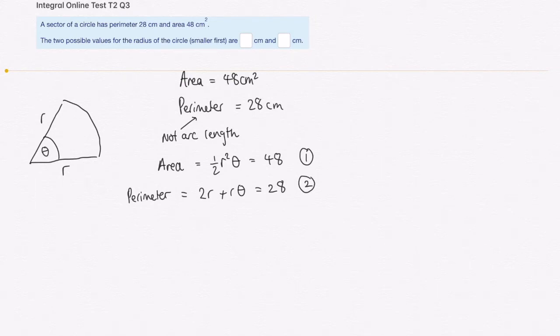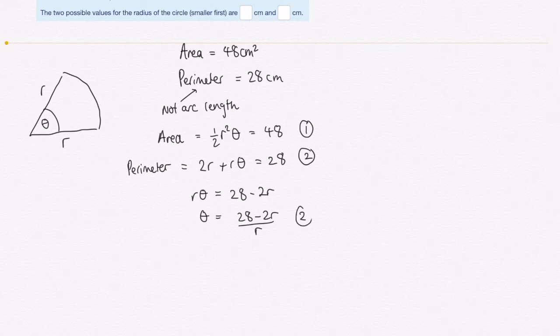Well, there's lots of different ways of doing this, but given that we are asked to find r, I'm going to eliminate theta. In particular, I'm going to take equation 2 and make theta the subject. So if we take equation 2 and subtract 2r from both sides, we get 28 minus 2r. And then if we divide both sides by r, theta is equal to 28 subtract 2r over r. And now I'm going to substitute this, my equation 2, into equation 1.